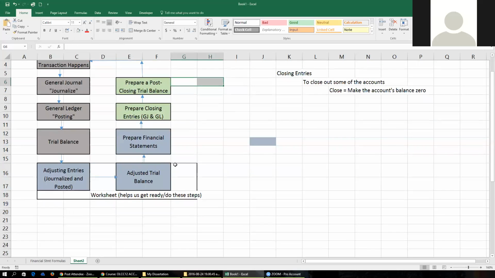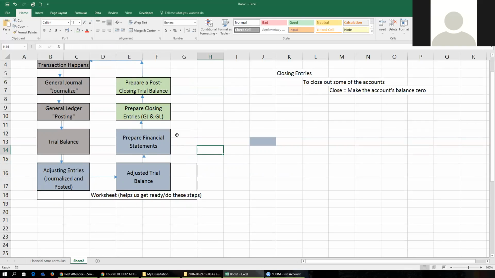The other thing we're going to learn about in Chapter 4 is that you can do a worksheet to help you do these 3 steps here. The worksheet does not take the place of actually grabbing the general journal and recording the adjusting entries and posting them to the ledger. It doesn't take the place of making financial statements. But it acts kind of like the T accounts acted. They helped us get our heads wrapped around what we needed to do.